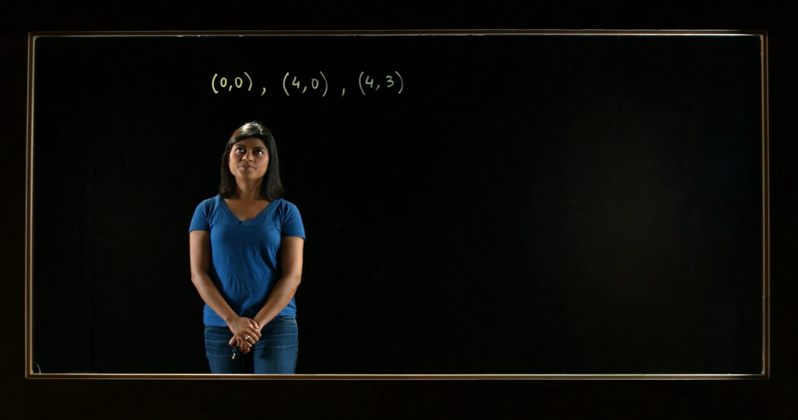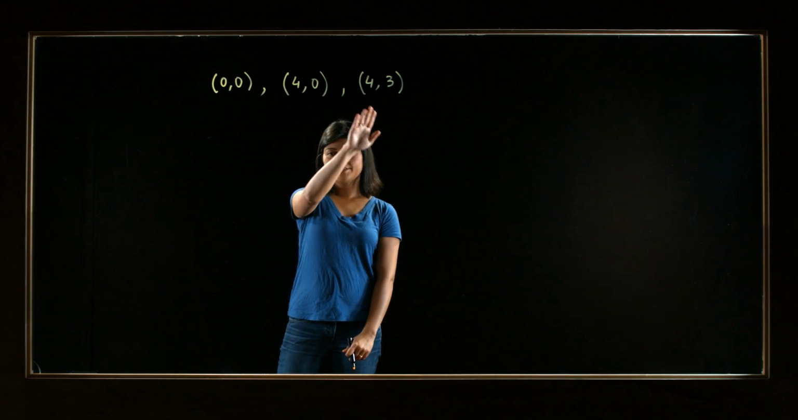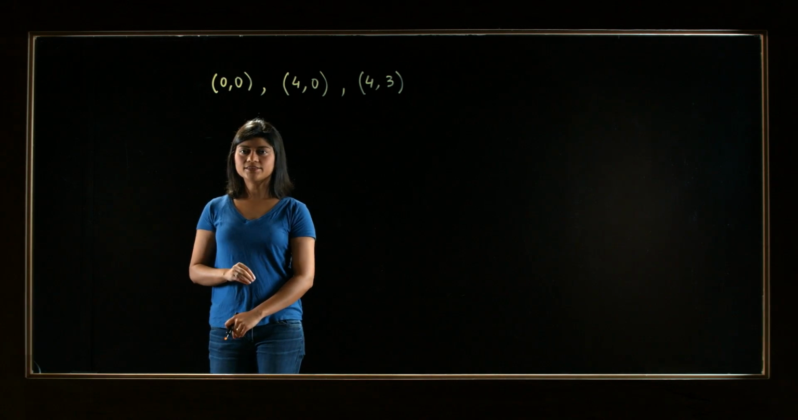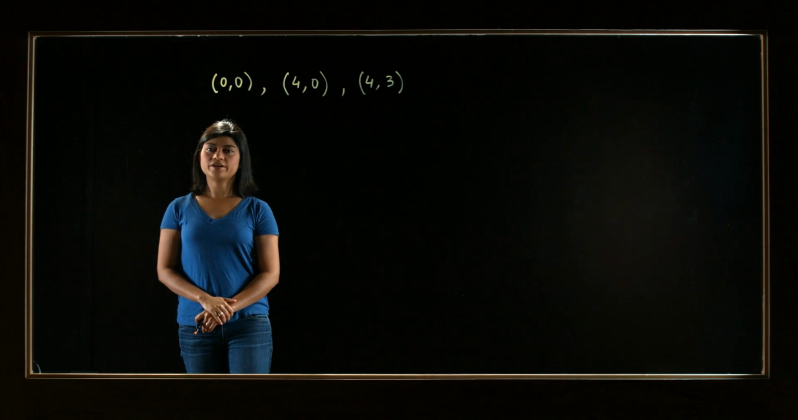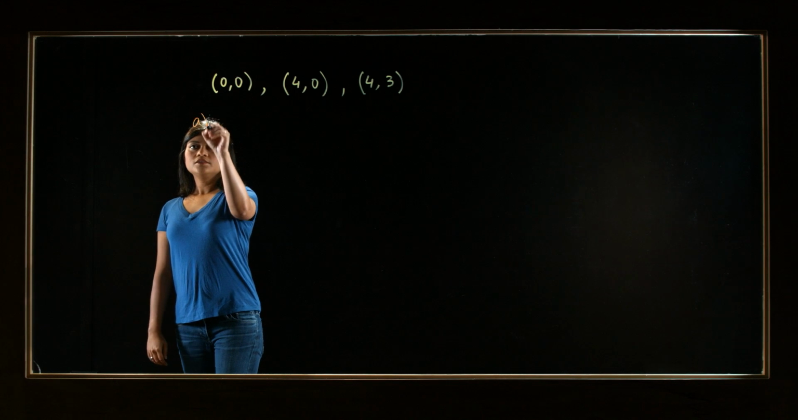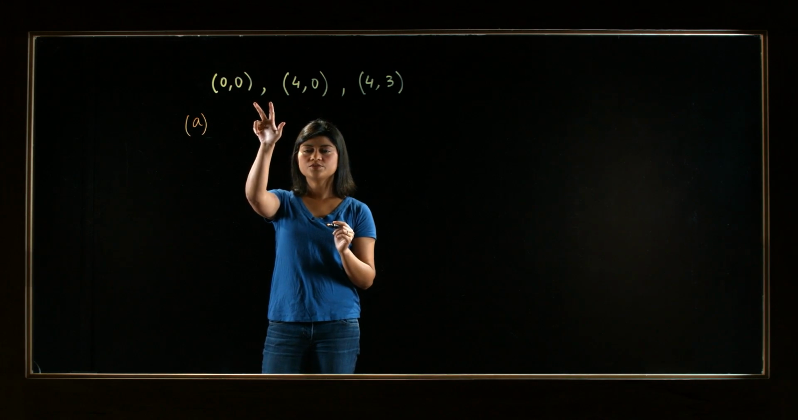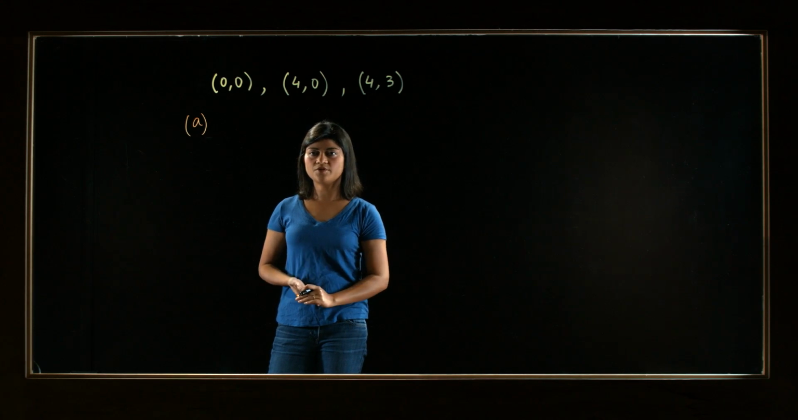In this problem, we are given the vertices of a right triangle. We have to compute the length of each side of this triangle. So, to compute the length between these 2 points, we need to use the distance formula.